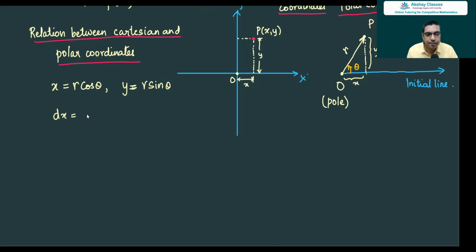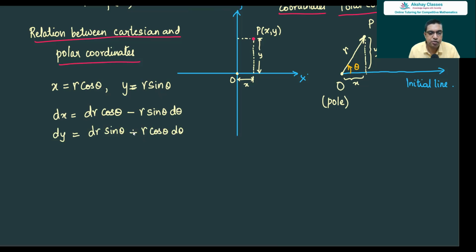So dx will be the derivative of the first variable, keeping the second variable as constant. Then keeping the first variable as constant, differentiating the second, cos theta, derivative is minus sine theta into d theta. So this is the differential. Dx is this. What is dy? Similarly, dr sine theta, then r, derivative of sine theta is cos theta d theta. So applying the UV rule.